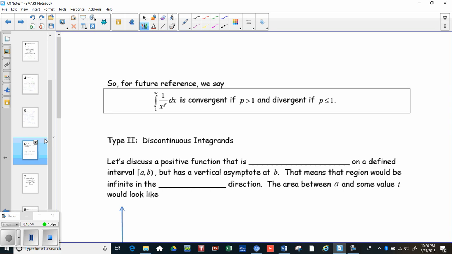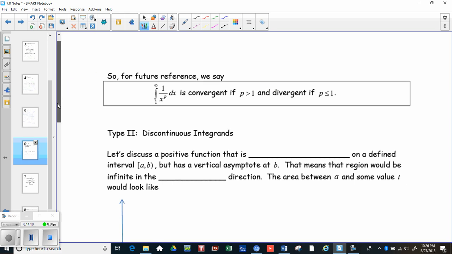So there's actually the exact thing that we just said. If you didn't quite get it from what we just did, there it is in writing. If p is greater than 1, it's convergent. If p is less than or equal to 1, it is divergent.